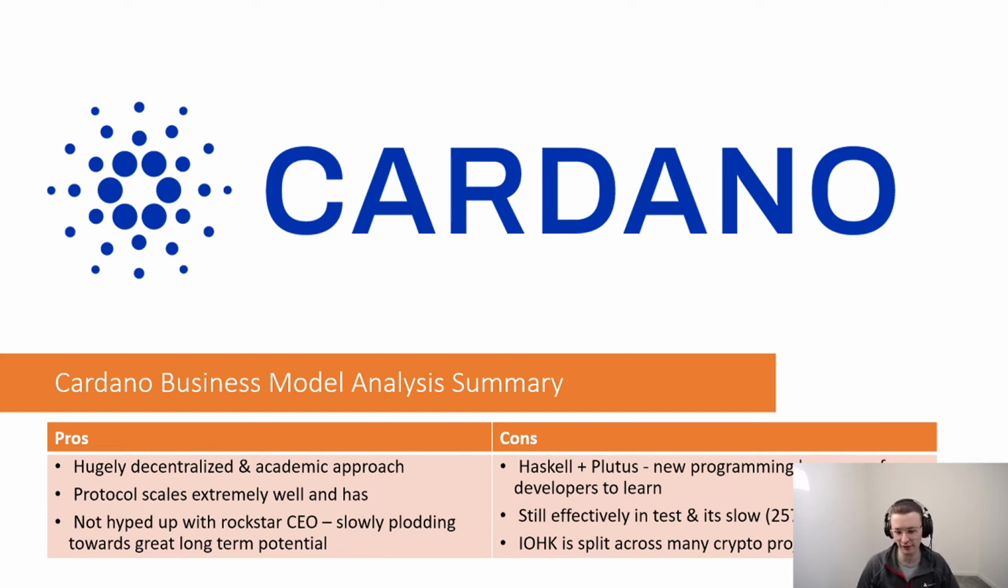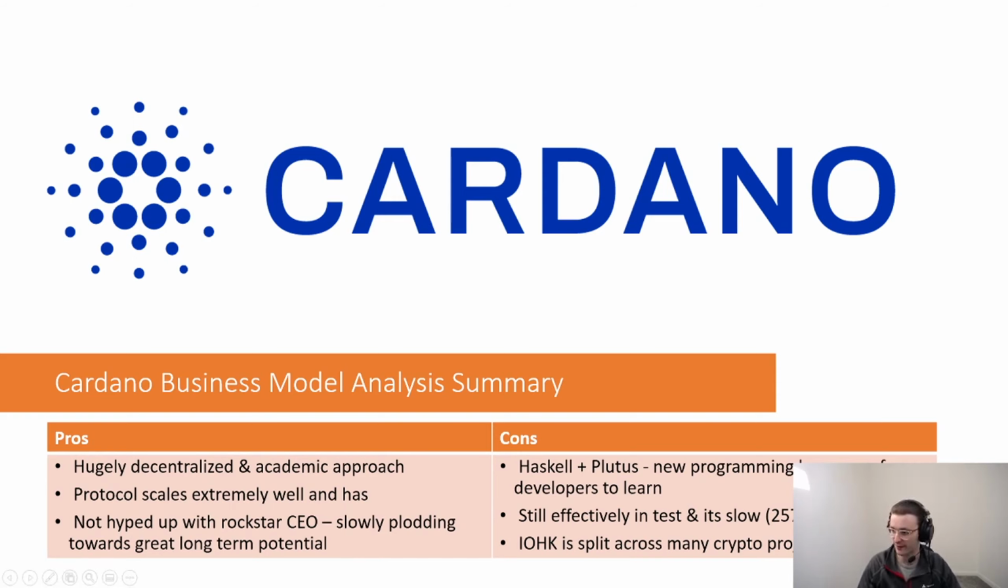In terms of cons, I've put some stuff here that I probably haven't mentioned. Haskell plus Plutus is the programming language of Cardano, so we have to learn a new language if you want to work directly on the system. The whole system as well is still effectively in test. It's not released, and it's slow at 257 transactions per second, which is something that I can't remember, was it Basho, should address, but it's been very slow progress from the team on the whole.